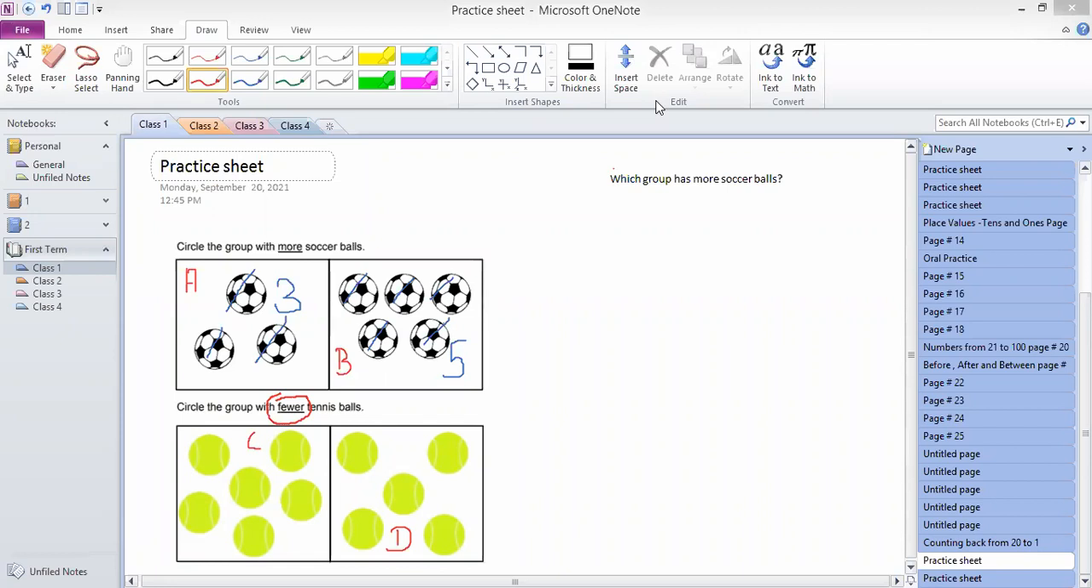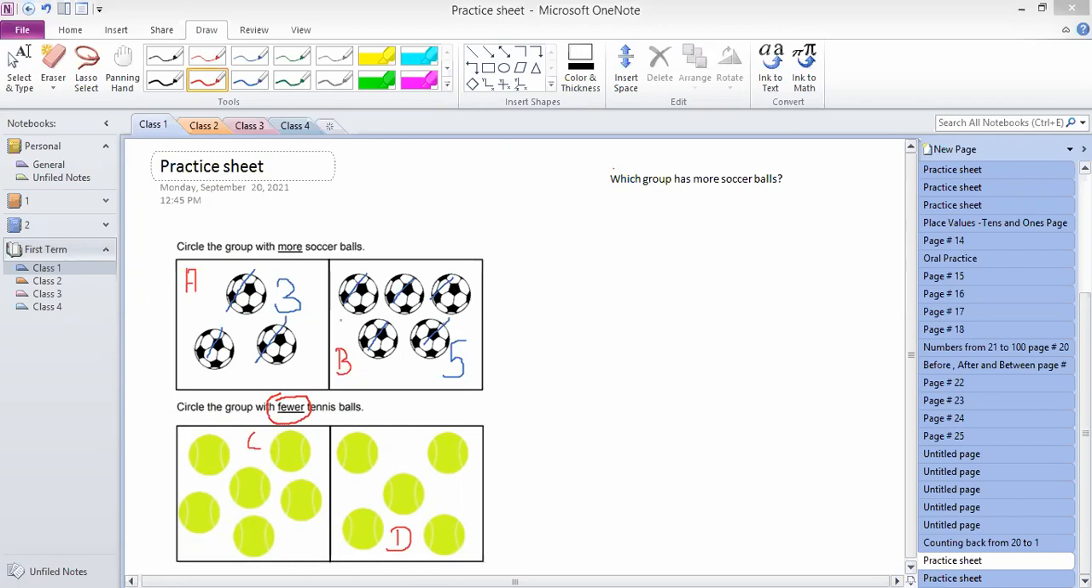All right, guys. So I'm going to take one of the students and I will ask. Yes, which group has fewer tennis balls? C or D? C. D. Very good. Some are saying C, some are saying D.